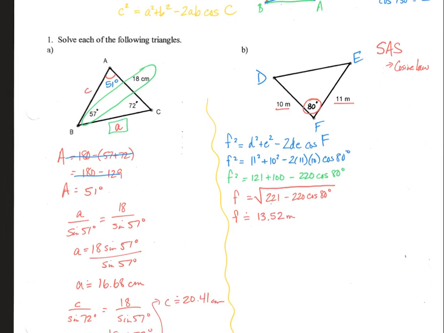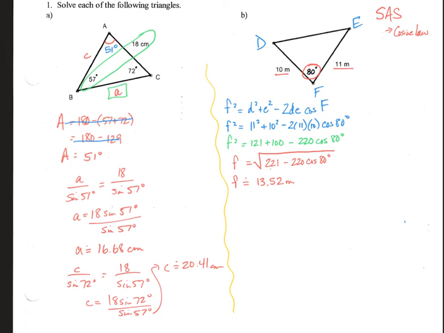Now, if we take that and we have now found that side f is 13.52 meters, we have cured our problem. You'll notice that you know both of the f's, the side and the angle. And if you do know that, then we can use sine law to work our way through.